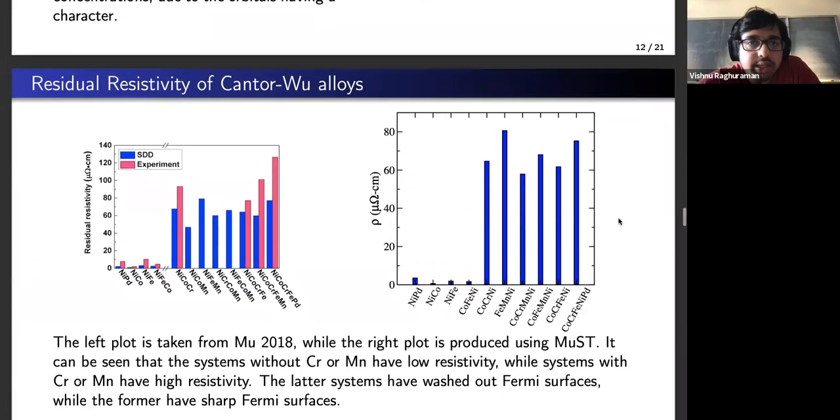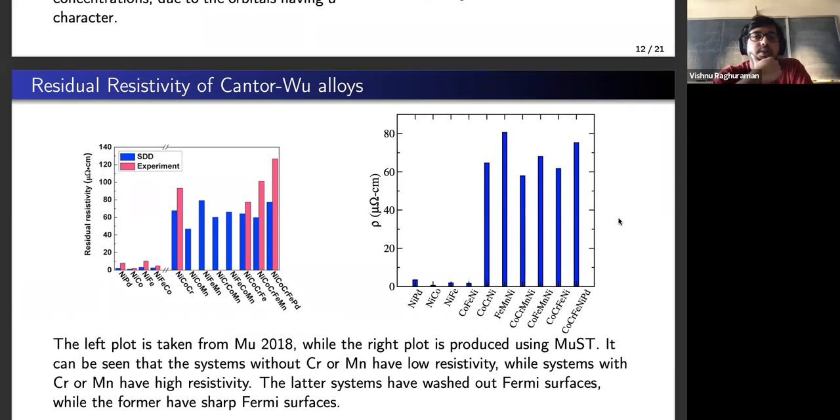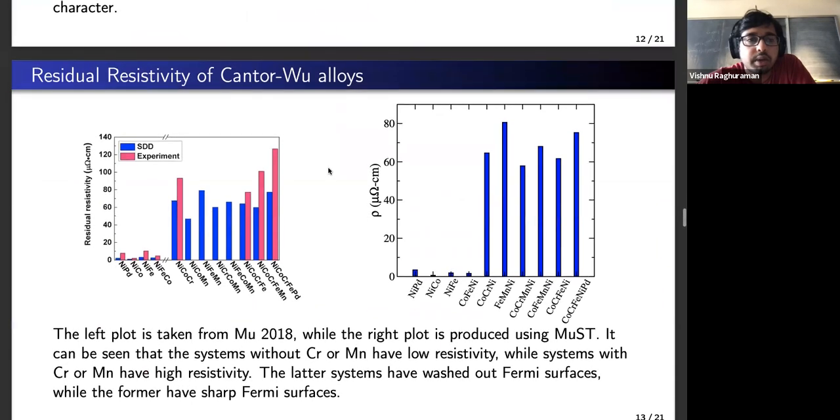So the next set of systems that we tried was to recreate the conductivity of Cantor alloys, which was actually studied in the 2018 paper by Saimu. The interesting thing here is that the alloys fall into two categories. Your Cantor alloys contain cobalt, iron, nickel, manganese, chromium, and in this case, we also have palladium. You can see this first category here, which has very low resistivity, and then the second category that has very high resistivity, almost 2 orders of magnitude higher.